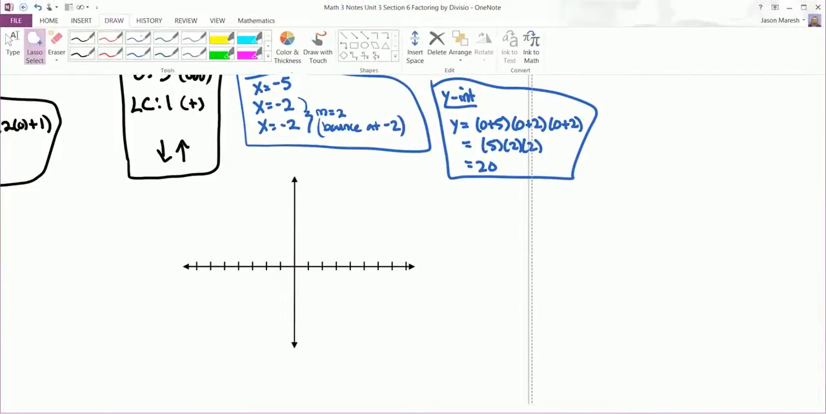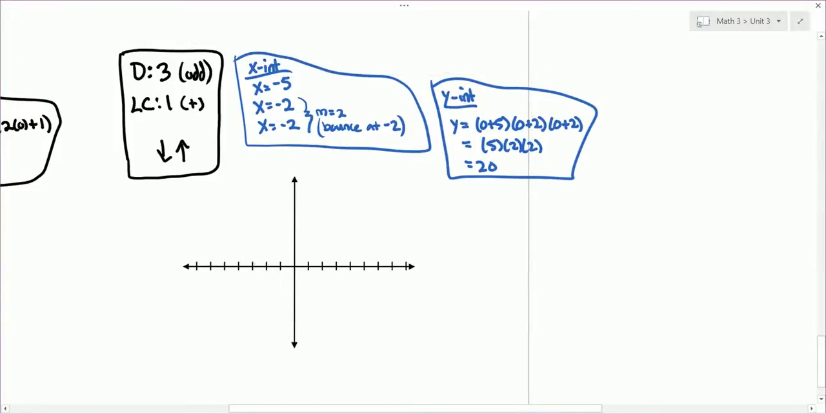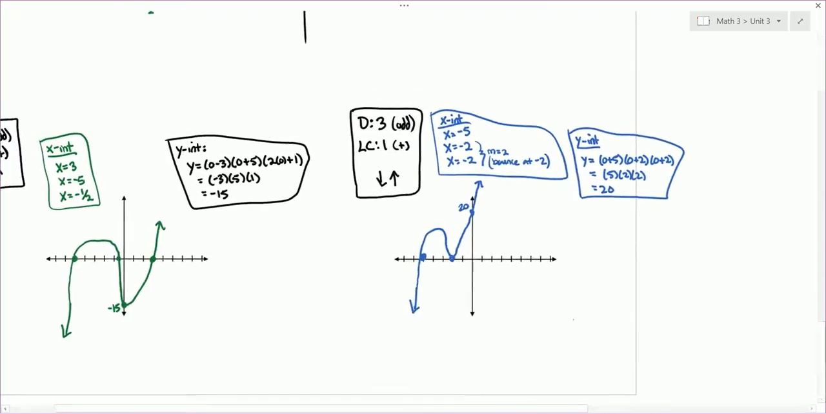So we have x-intercept at negative 5, 1, 2, 3, 4, 5 to the left, and at negative 2. A y-intercept at positive 20. Left side points down. We're going to pass through the negative 5. We're going to bounce at negative 2 and then come back up through the 20, and there is our graph. So here we used synthetic division to help us factor so that we can graph. Have a great day.